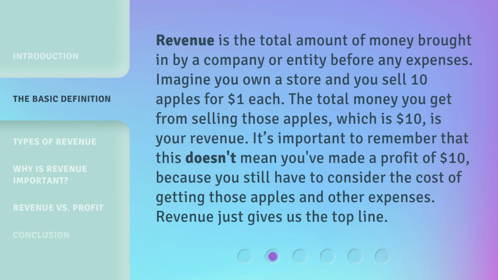Revenue is the total amount of money brought in by a company or entity before any expenses. Imagine you own a store and you sell 10 apples for $1 each. The total money you get from selling those apples, which is $10, is your revenue. It's important to remember that this doesn't mean you've made a profit of $10, because you still have to consider the cost of getting those apples and other expenses. Revenue just gives us the top line.